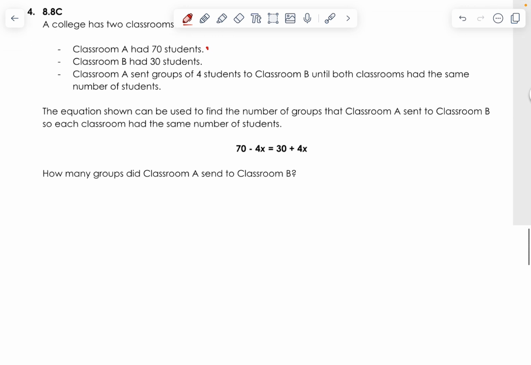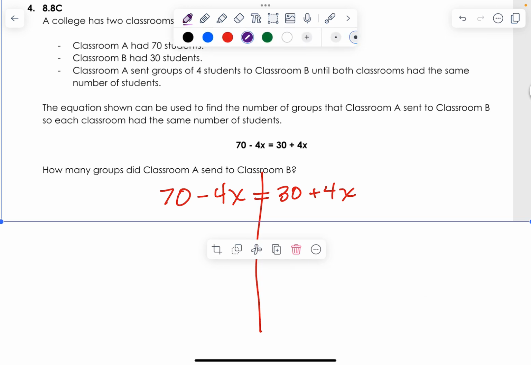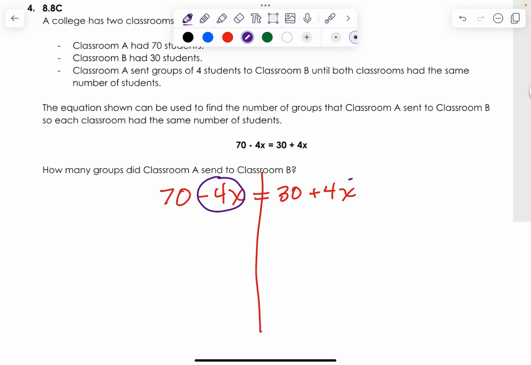So I'm going to rewrite my equation down here so that we can draw the line down the center to keep our equation balanced. Now I'm going to start with my variables. What are my variables? Those are the letters. I've got a negative 4x and a positive 4x. We can start with the smallest, which would be negative 4. So I'm going to subtract negative 4x. Remember, my first step is to get all of my x's to one side of the equation. That's why we're using this inverse operation.